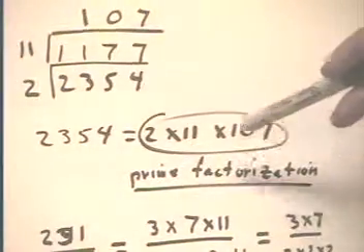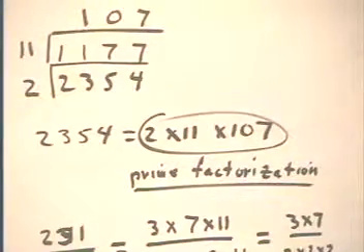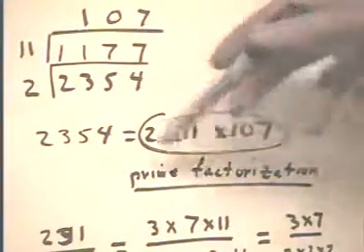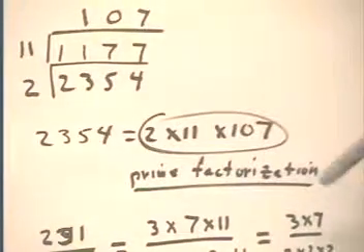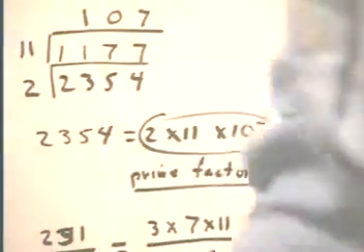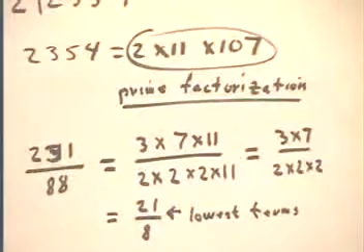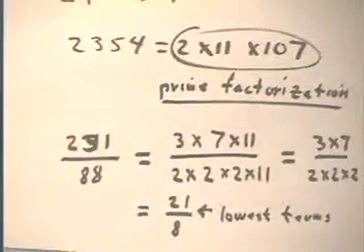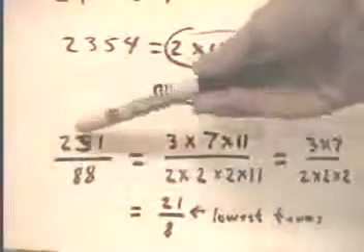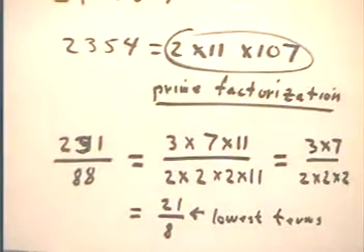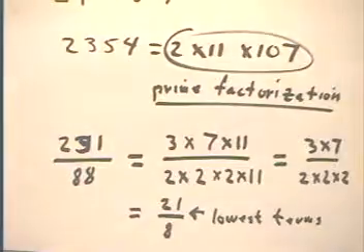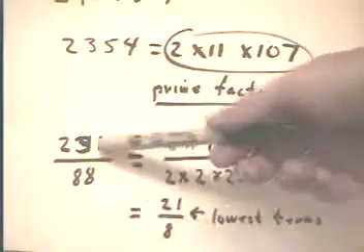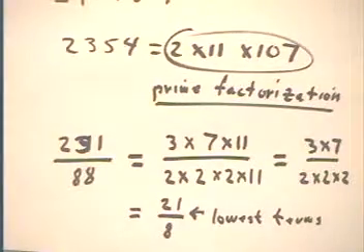The prime factorization is unique in that this is the only way we can write this number, 2354, as a product of primes. Now let's see how we might apply prime factorization. Let's say that somebody asked you to reduce 231 over 88 to lowest terms. After a while, you might stumble across the fact that 11 divides both of these numbers. But it'd take you a little while.